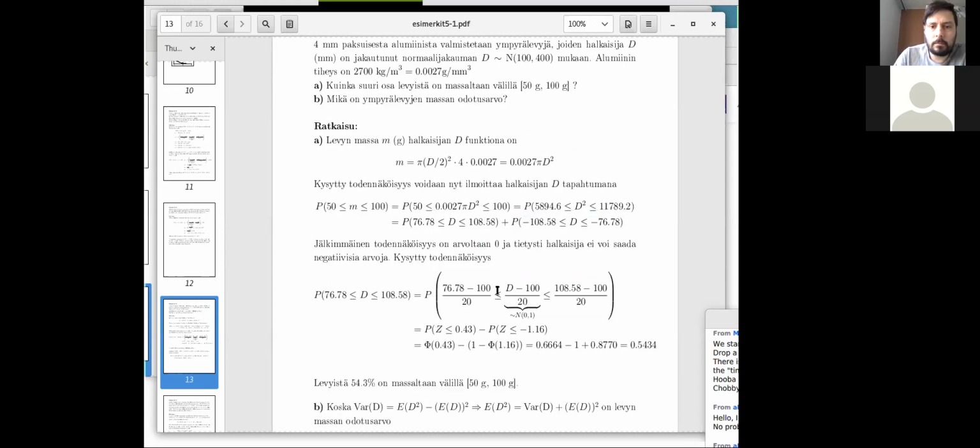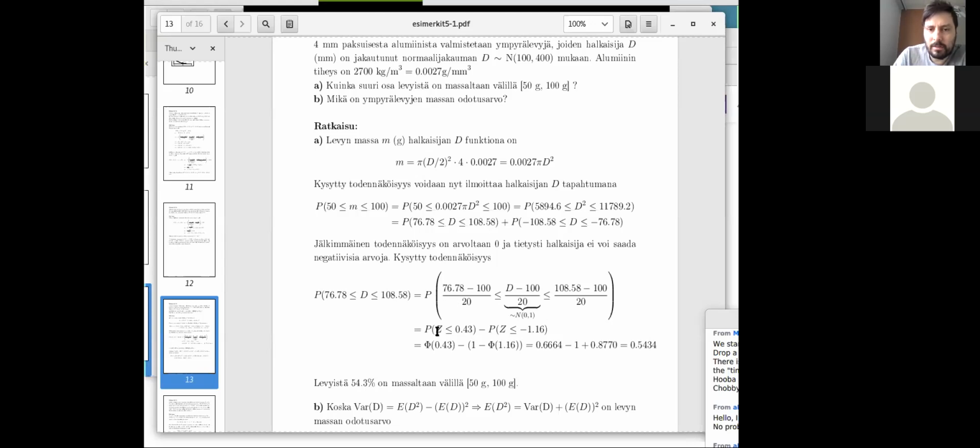Then we calculate this probability, where we just solve this for d being in that region. We normalize both sides, so we get the lower limit being minus 1.16 and the upper limit being 0.43. So here we have the cumulative distribution.